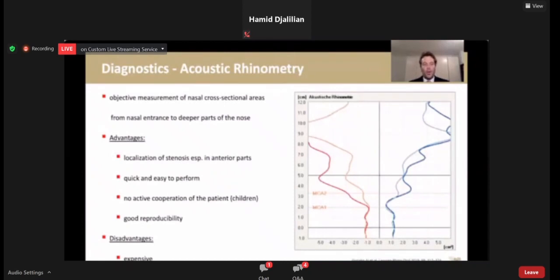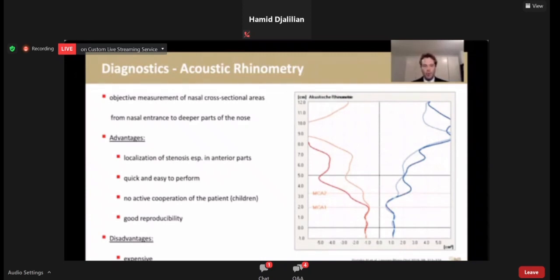Another measurement where you can localize the stenosis within the nose is acoustic rhinometry. It's an objective measurement of the nasal cross-sectional areas, beginning from the anterior part of the nose to the deeper parts of the nose, and thereby you can localize stenosis really well, especially in the anterior part. It's quick and easy to perform.